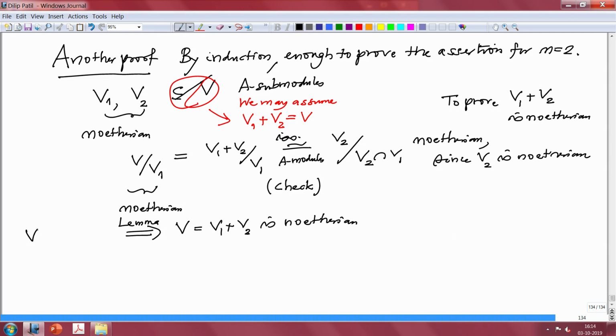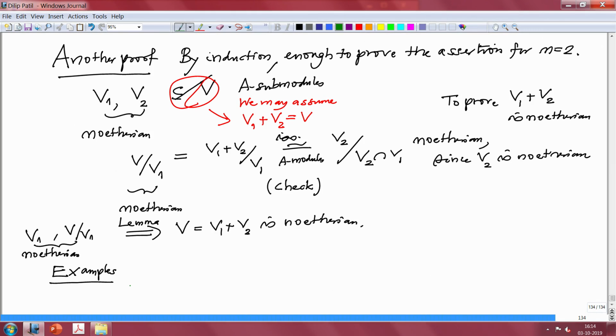This is because V1 is Noetherian and V by V1 is also Noetherian. Both these are Noetherian, we concluded, therefore V is Noetherian. So that proves the theorem. That proves it. Now we have enough machinery to construct more Noetherian modules from the given Noetherian modules, and similarly for Artinian modules. Now, let us see a couple of examples.